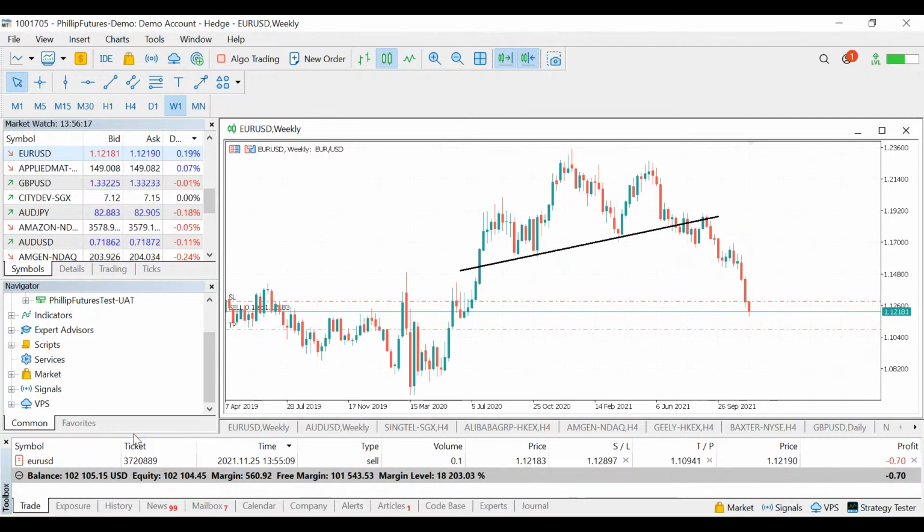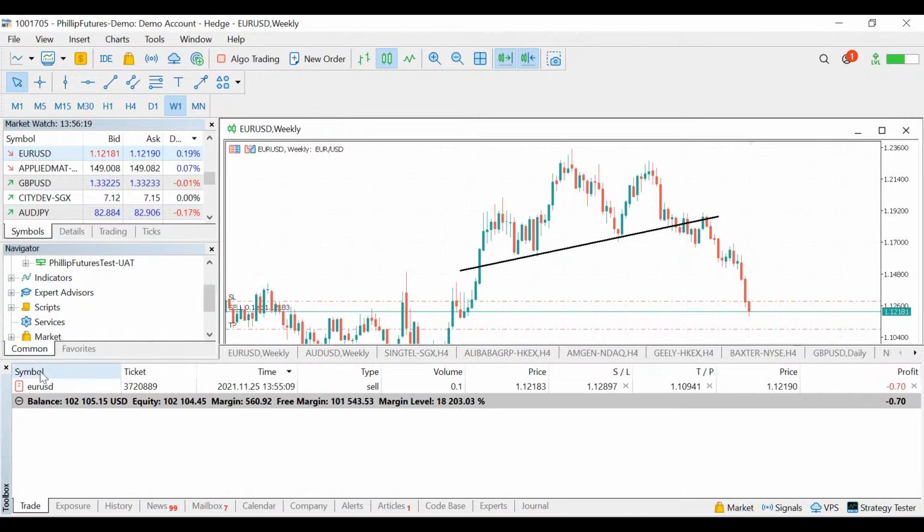Right here in this toolbox panel, you can see what symbol you have bought into, the ticket number, what time, what type. I chose sell just now, so it's sell, the volume, the price at which I entered the trade, the stop loss level, and the take profit level. At last you can see this is the floating profit and loss. Right here you can see there are a few figures, the balance and equity. The difference between them is that the balance is the realized profit or loss, and the equity is the one that is floating.